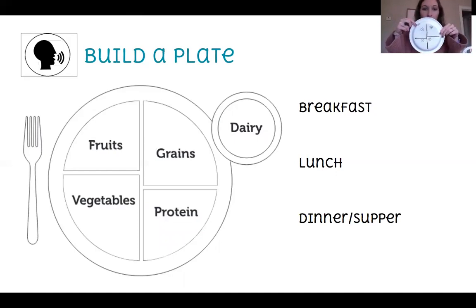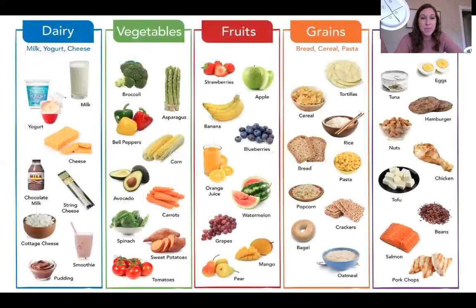Next, you need to plan which meal that you want to talk about. My favorite meal is breakfast, but let's practice saying the 3 different meal types together. Repeat after me. Breakfast, lunch, dinner or supper. Great. Let me show you how the activity works.